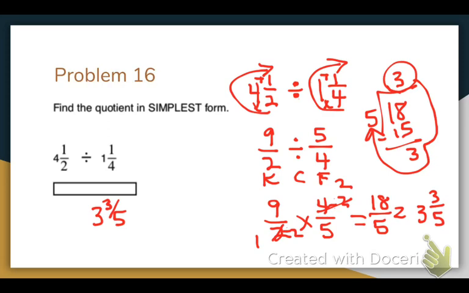Okay, and again, when you type that in, you needed to do 3 and then a space, then the 3, the fraction bar, and the 5. And if you needed help with that, you should have asked me.